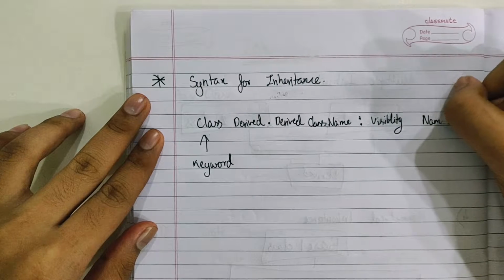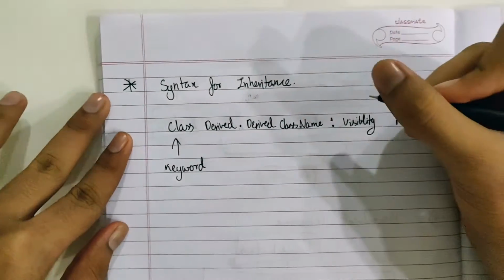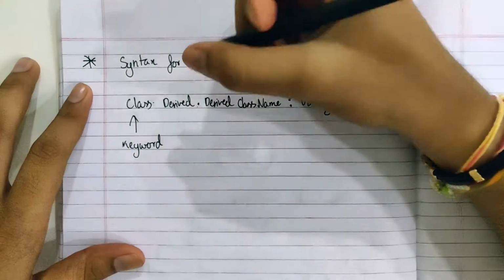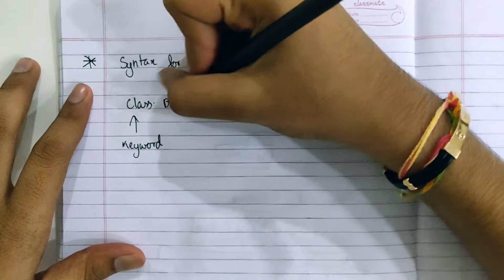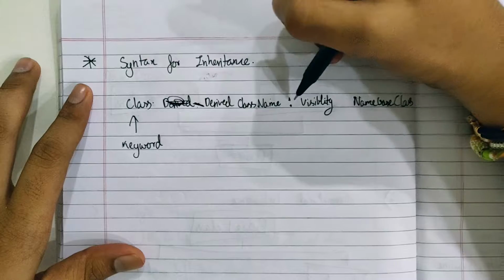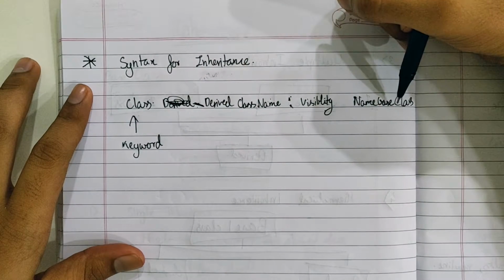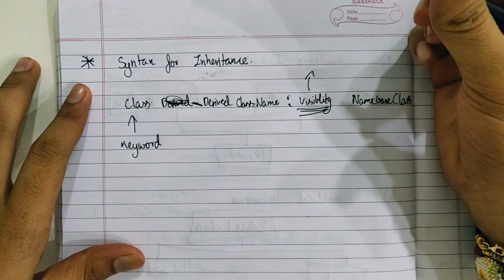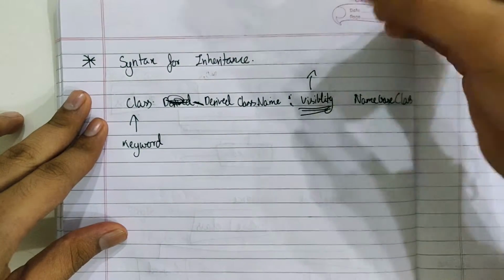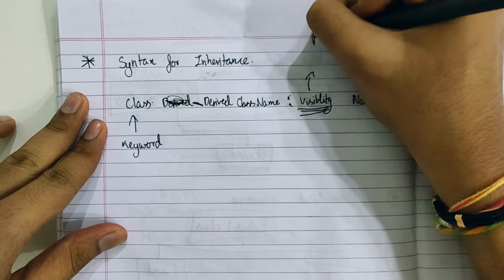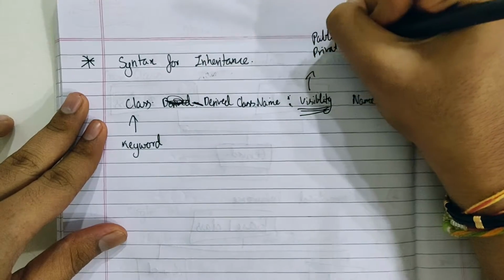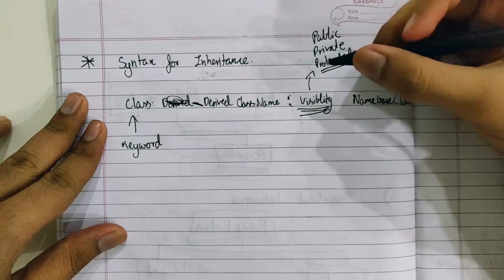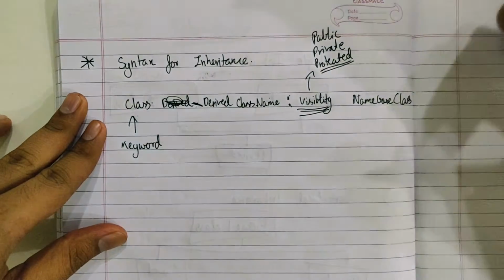So class is the keyword, you write the derived class name, you use a colon, the visibility, and the name of the base class. Just cancel this, I wrote derived twice. You'll ask, what is visibility? Visibility is either public, private, or protected. If you don't know protected, it's okay, I'll explain that in this video. But you want the class to be public, private, or protected. That is what visibility is.